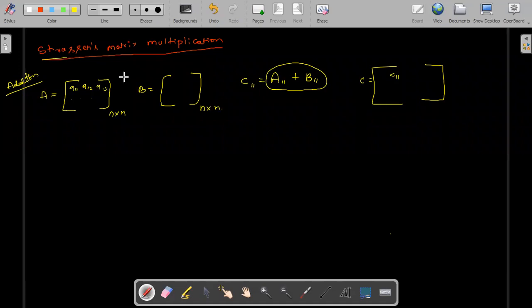So in this addition, what happens in the C matrix? How are we getting the elements here? C will contain, because of these two matrices, n square elements. C contains n square elements.